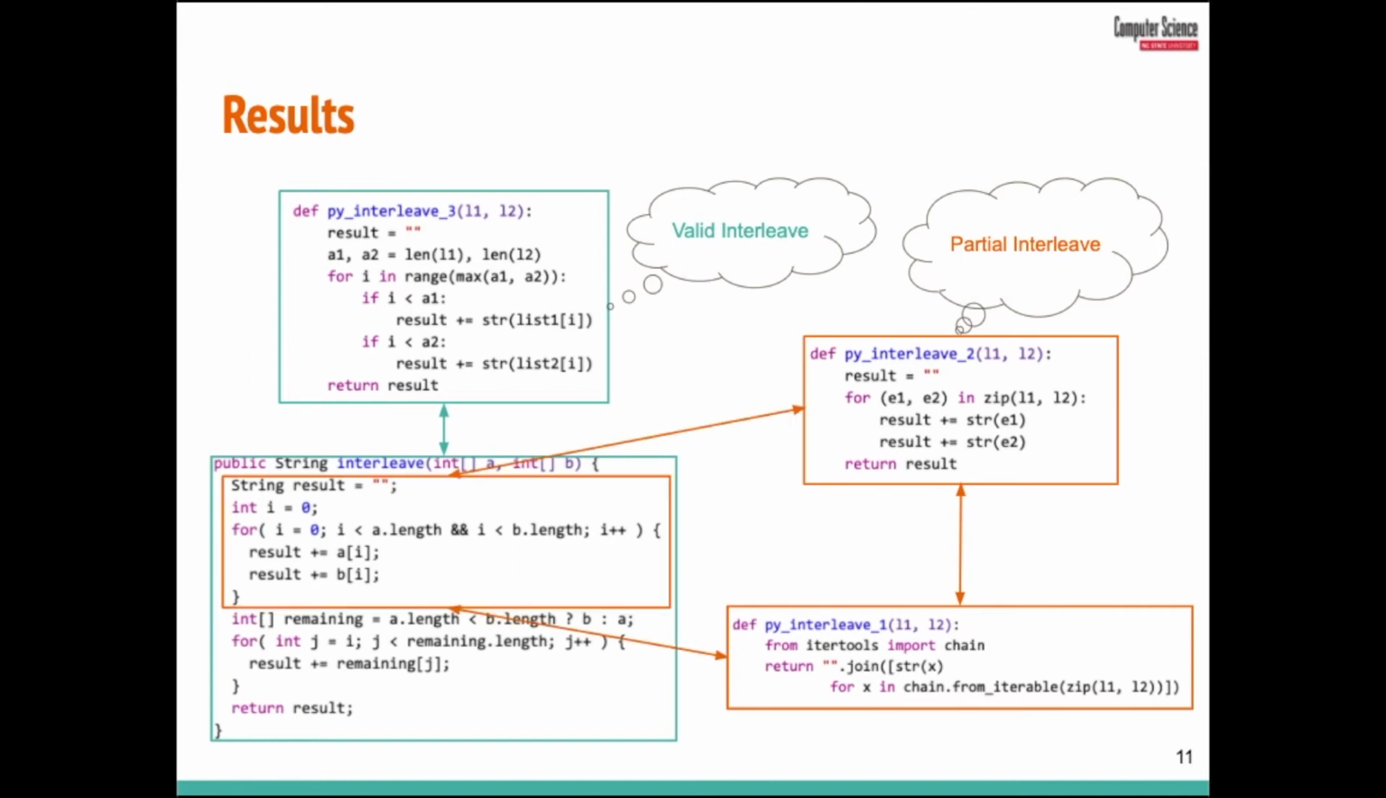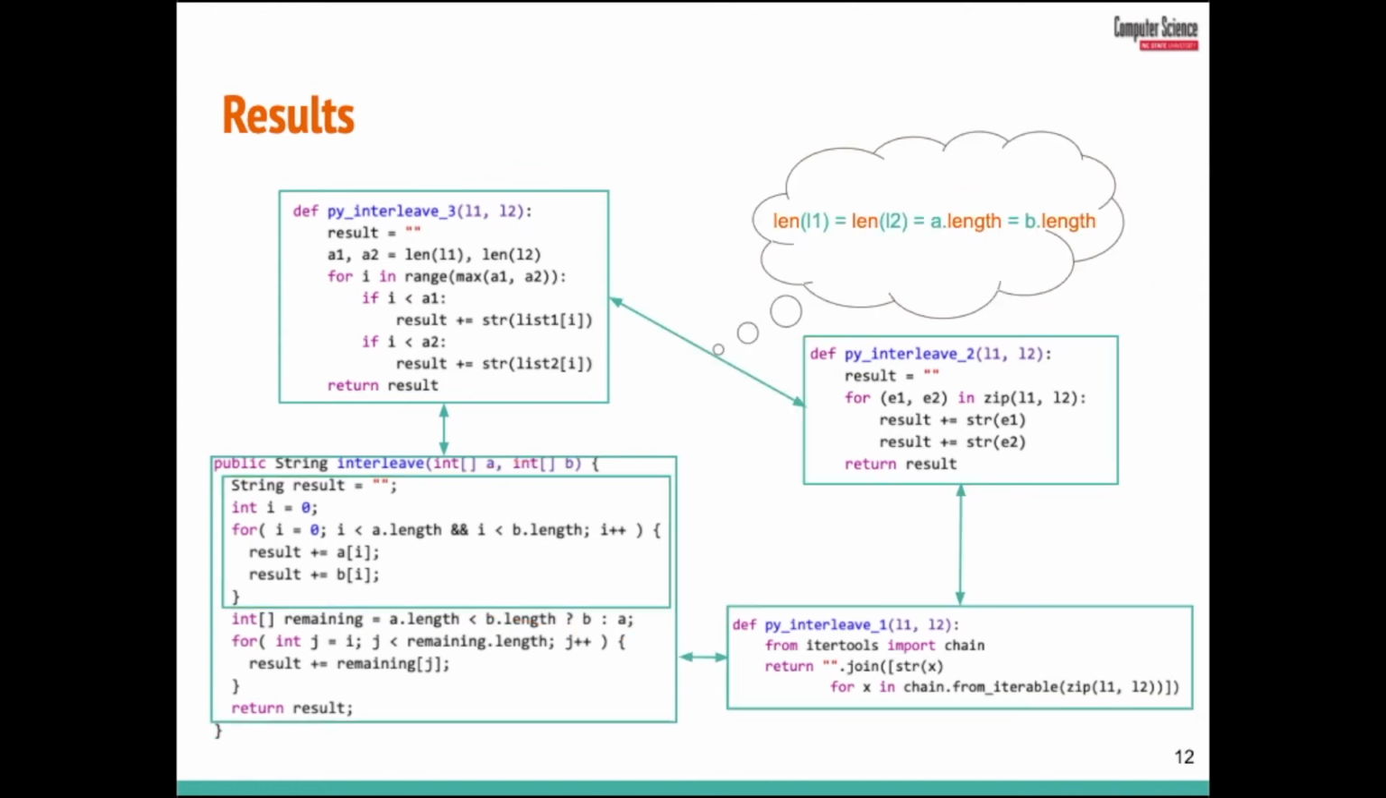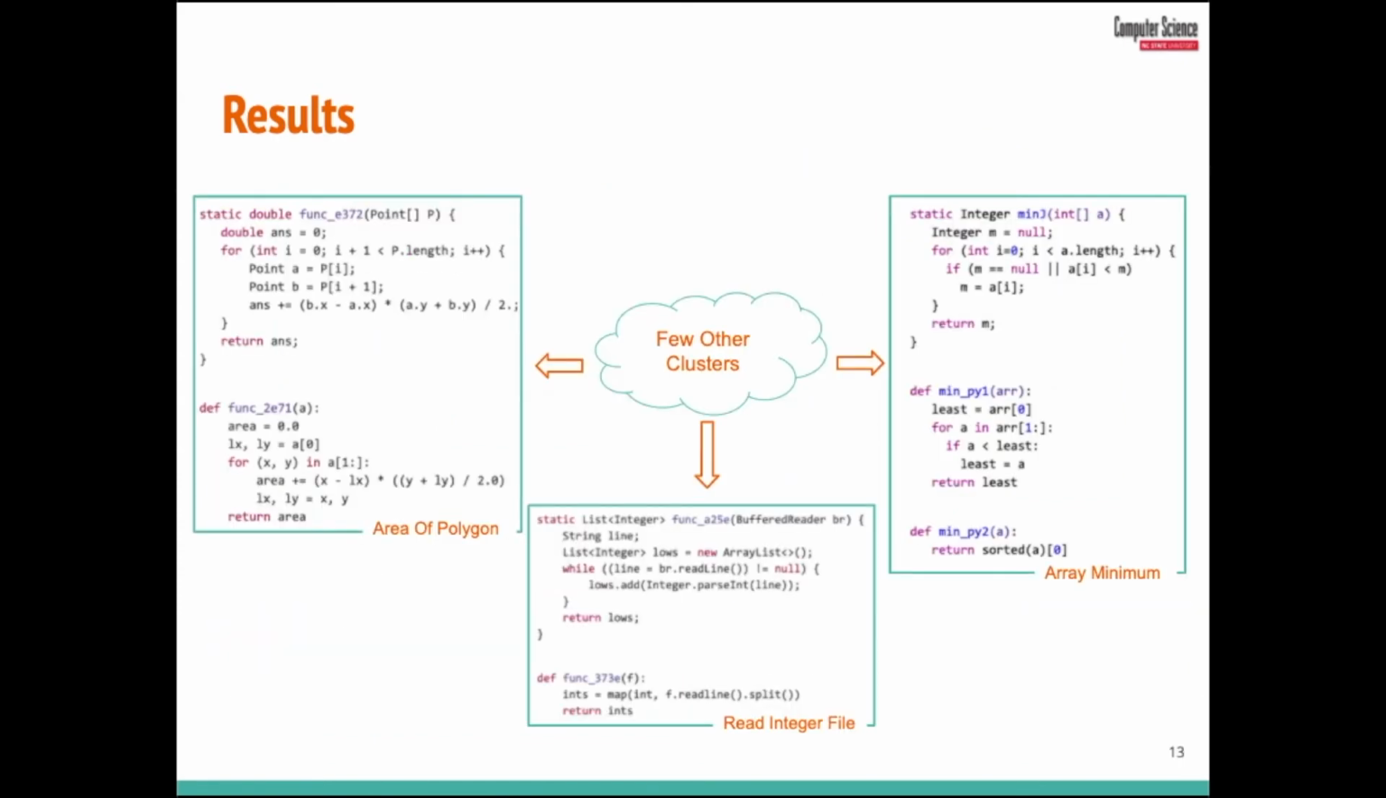We can observe this behavior in the first loop of the interleave functionality implemented in Java. As a result, it is clustered along with PyInterleave1 and PyInterleave2. That said, when the input arrays are of the same length, all the four functions behave similar to each other and are clustered together. SLACC also managed to find other interesting cross-language clusters.